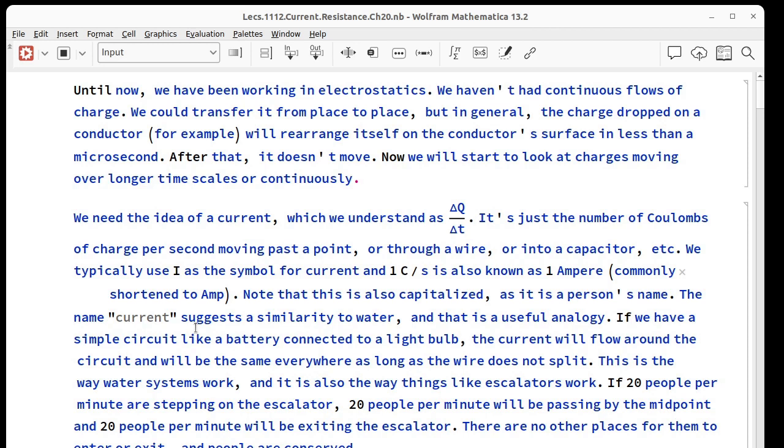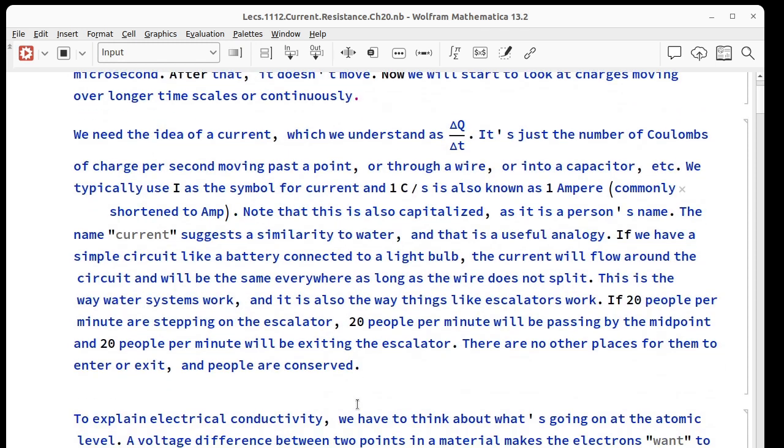So far, we've been working in electrostatics. We haven't had continuous flows of charge. We may have charge being transferred from one place to another, but usually that charge gets rearranged on the surface of a conductor in less than a microsecond, and after that, it doesn't move. Now we want to look at what happens when charges move over longer time scales or when they move continuously.